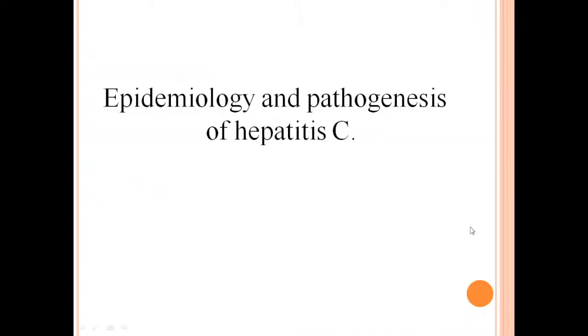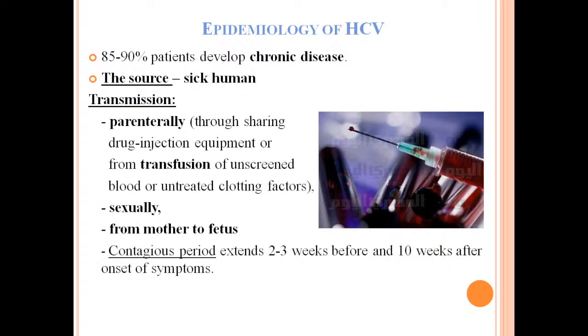Epidemiology and pathogenesis of hepatitis C. About 85–90% of patients develop chronic hepatitis C infection. The source of infection is a sick human. There are no carriers here. Transmission is parenteral, through sharing of drug injection equipment, syringes or needles, or from transfusion of unscreened blood or untreated clotting factors. The second transmission way is sexual transmission, and the third one is from mother to fetus.